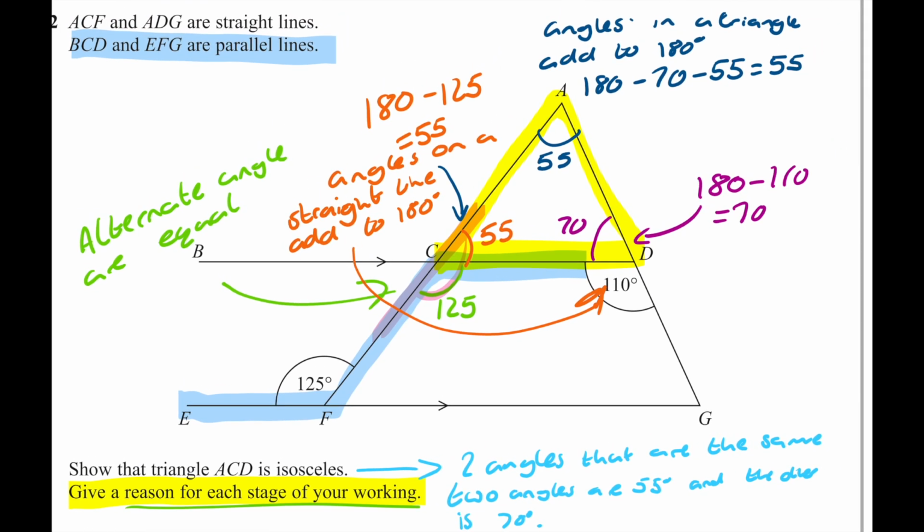With this kind of question, just make sure that you give reasons for each stage you're working, and you need to be really precise with your reasons. So in the mark scheme, which is just above here, you can see exactly what wording you need. And like I've said, there are a few different ways you can get the answer to this question, because you could have used the co-interior angle to find this angle here, then use vertically opposite, but I think this is the most logical way to get to the answer for this.